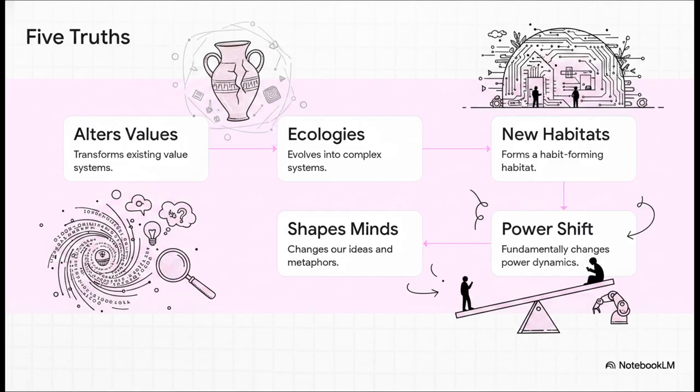Number 1, technology transforms values. 2, it never emerges alone, it evolves into ecologies. 3, it forms a literal, habit-forming habitat around us. 4, it fundamentally changes power dynamics. And 5, it shapes our minds and our metaphors. Let's look closer at a few of these because they're absolutely crucial.